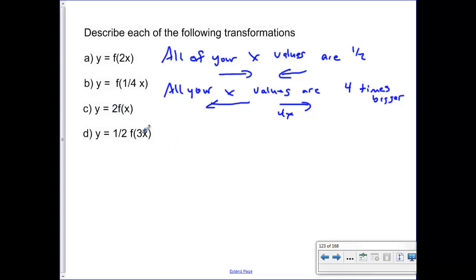What's happening on this guy then? It's outside, Aiden pointed out. So is this going to affect our x values or our y values? Why? Yeah, this is going to make, I'm going to put a little arrow here. This is going to make everything 2 times taller.